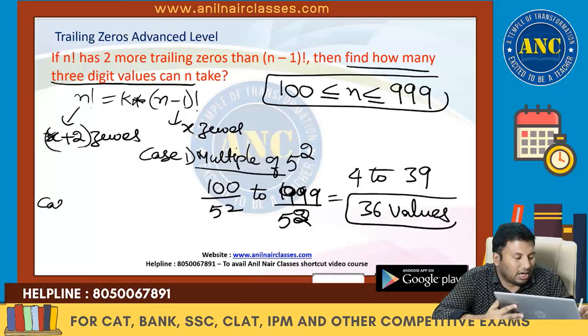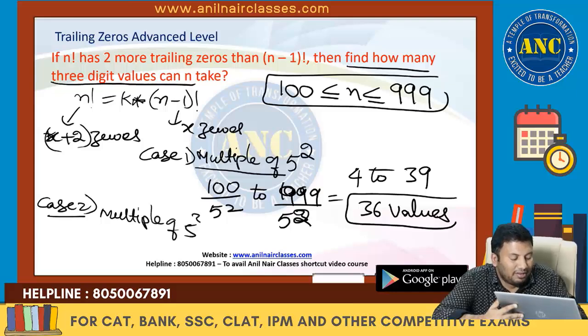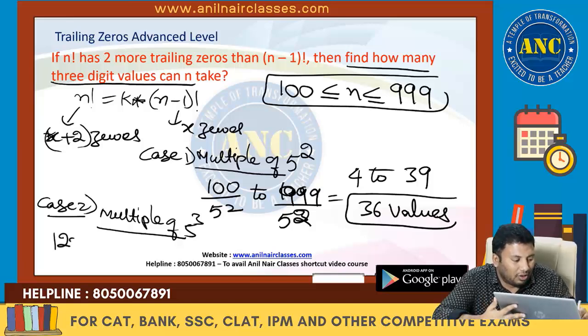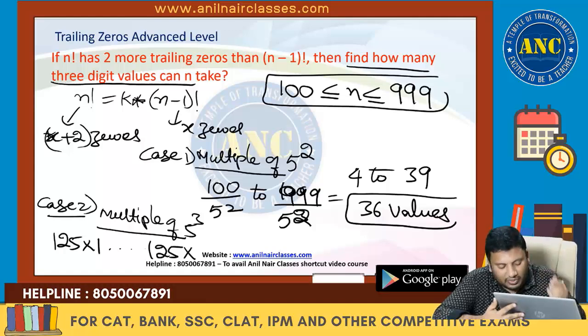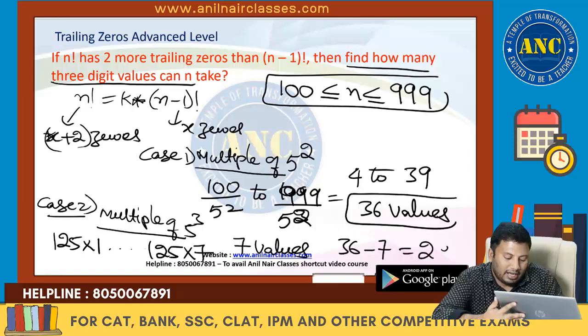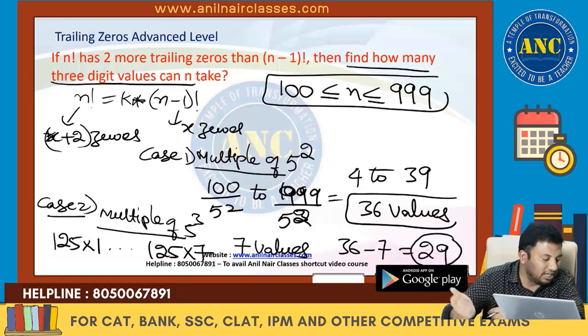Case 2, it cannot be a multiple of 5 cube. If it is a multiple of 5 cube, it will not satisfy the condition. Multiple of 5 cube is 125. How many multiples of 125 are there? 125 ones are 125, 7s are 875. 1 to 7, there are 7 values. Out of 36, 7 values should be omitted. Answer is 29.